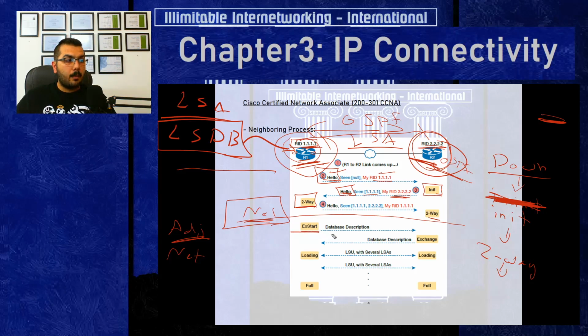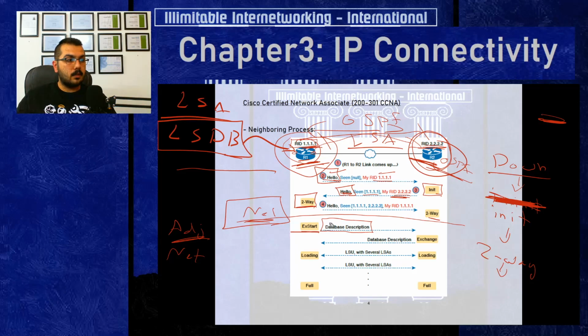ExStart happens when a DD, or database description message, is sent from the first router to the other. A database description describes to the other router the content of its database, and waits for the other router to do the same: behave the same way and reply to me with the same information you have, because I have told you everything about me.